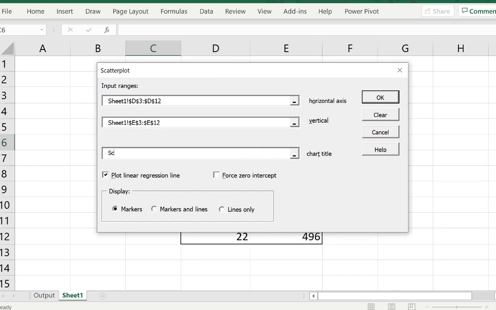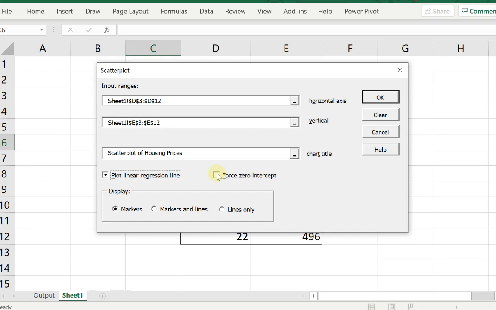Let's say I'm going to go scatter plot of housing prices. There you go. Now here, if you uncheck it, it will not plot the linear regression. We really do want to do that, so I'm going to check that. Force zero intercept, we don't want to check that.